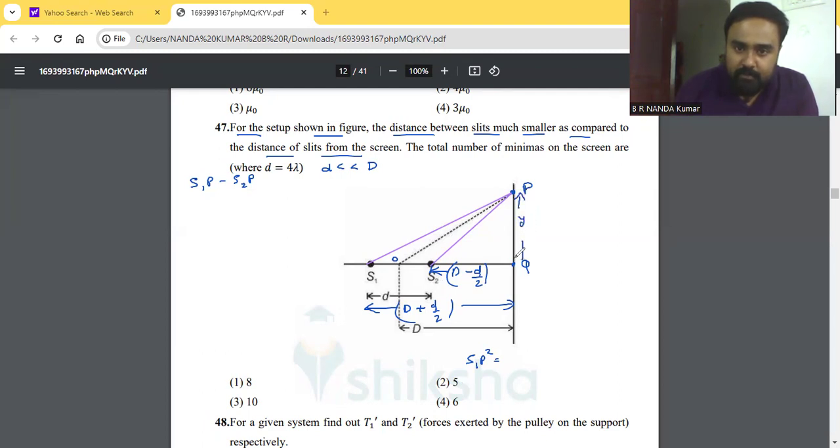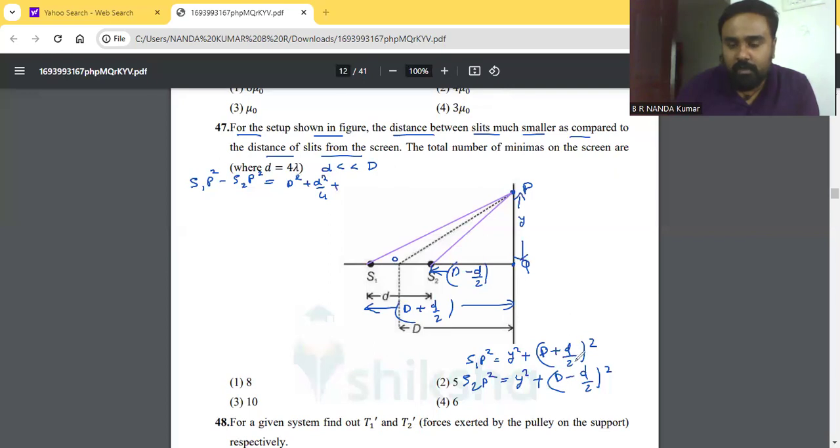let us consider this one as Y. So S1P square is Y square plus capital D plus d by 2 whole square, and S2P square is Y square plus capital D minus d by 2 whole square. Now S1P square minus S2P square: Y square minus Y square cancels. So D plus d by 2 whole square gives D square plus d square by 4 plus 2 times capital D into small d by 2. The 2 cancels, so capital D into small d comes.